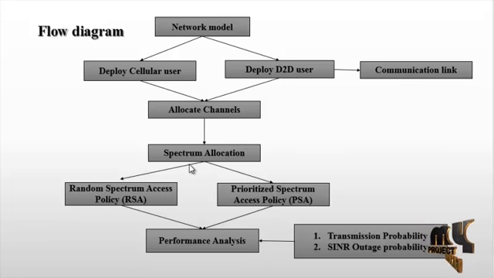Here we use spectrum allocation with RSA and PSA for the network, in the uplink performance. So RSA is needed for the uplink of the particular value.